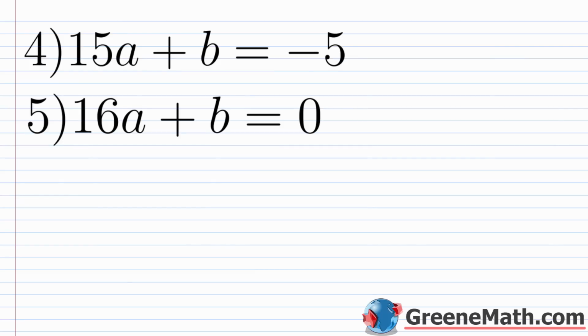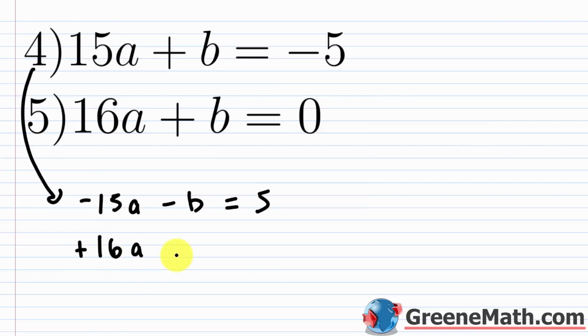All right, so now we have our equations number 4 and number 5. And again, I'm just going to take this and multiply both sides by -1. This would be -15a, and then minus b, and this equals 5. So just multiplied everything here by -1. And then for equation 5, we can just copy it. So 16a, let me put a plus there, and then plus b is equal to 0.